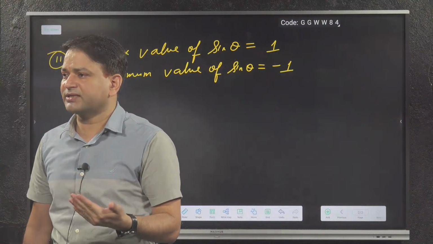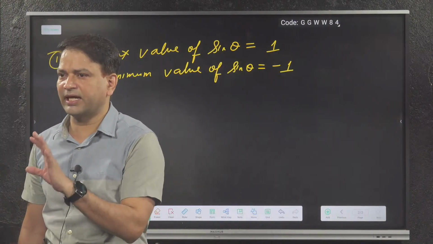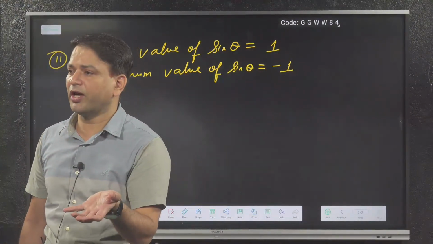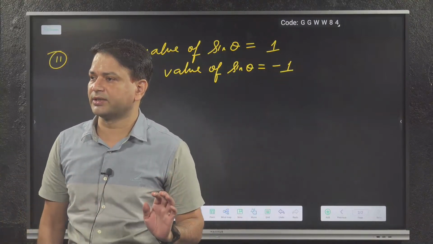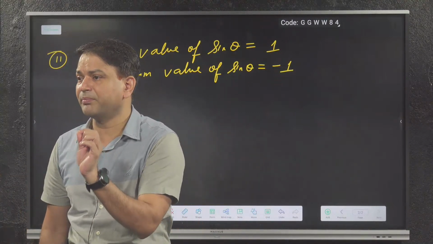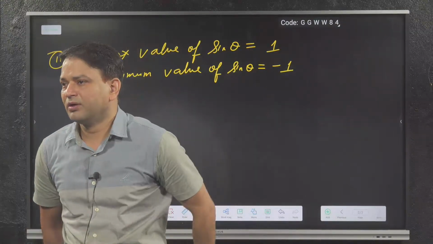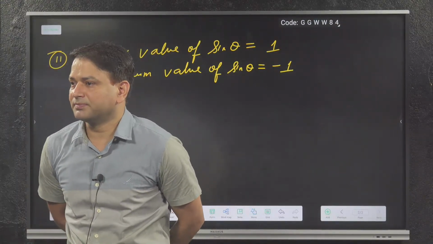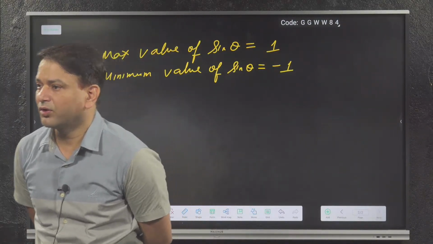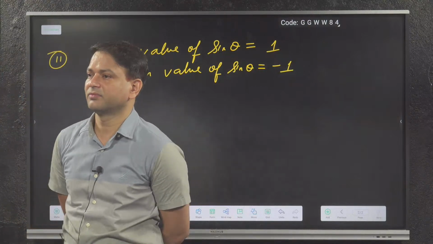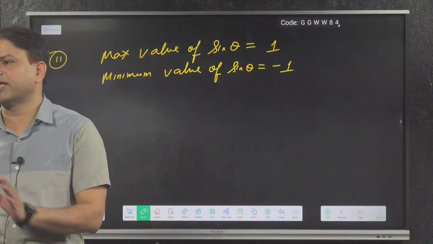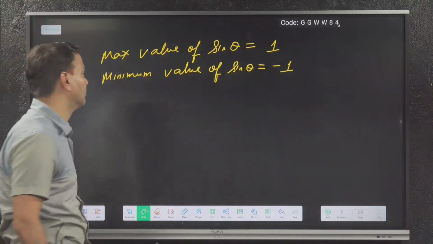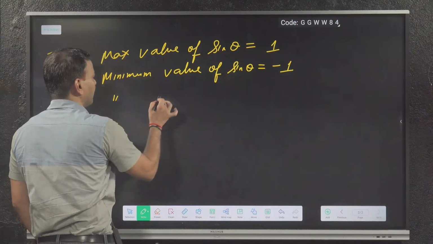But suppose I am saying sine theta is positive. Then what is the minimum value? Sine theta cannot be negative. Then what is the minimum value of sine theta? So what is the minimum positive number? Very good, 0. So the minimum value of sine theta, if it is not negative, is 0.